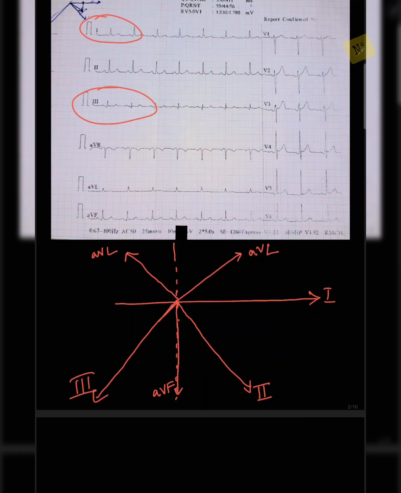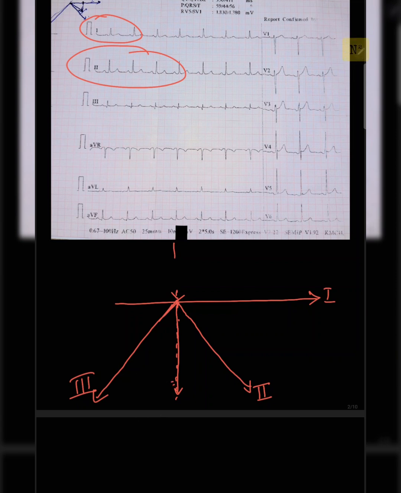Or suppose I am checking lead 1 and lead 2. These two are more prominent over here. So I will erase all the other leads accordingly. In the hexagonal system I don't need the AVR, AVL and AVF. Now just lead 1 and lead 2 are needed by me.